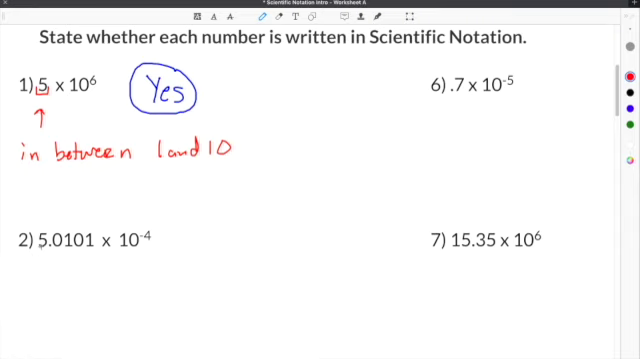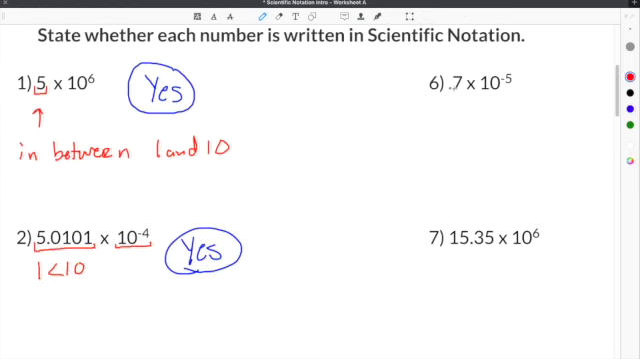Number 2 gives us 5.0101 times 10 to the 4th. 5.0101 is in between 1 and 10, and it is being multiplied times a power of 10. So that means that this is also correctly written in scientific notation.